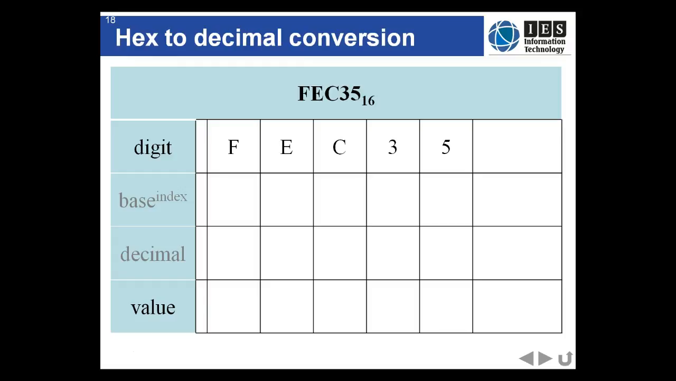So it's time to convert a number back into its decimal representation. Consider the hex number FEC35. Note the subscript 16 for hexadecimal. The place values are powers of 16, and as before, we start with 16 to the power 0 and increase the index as we move left.